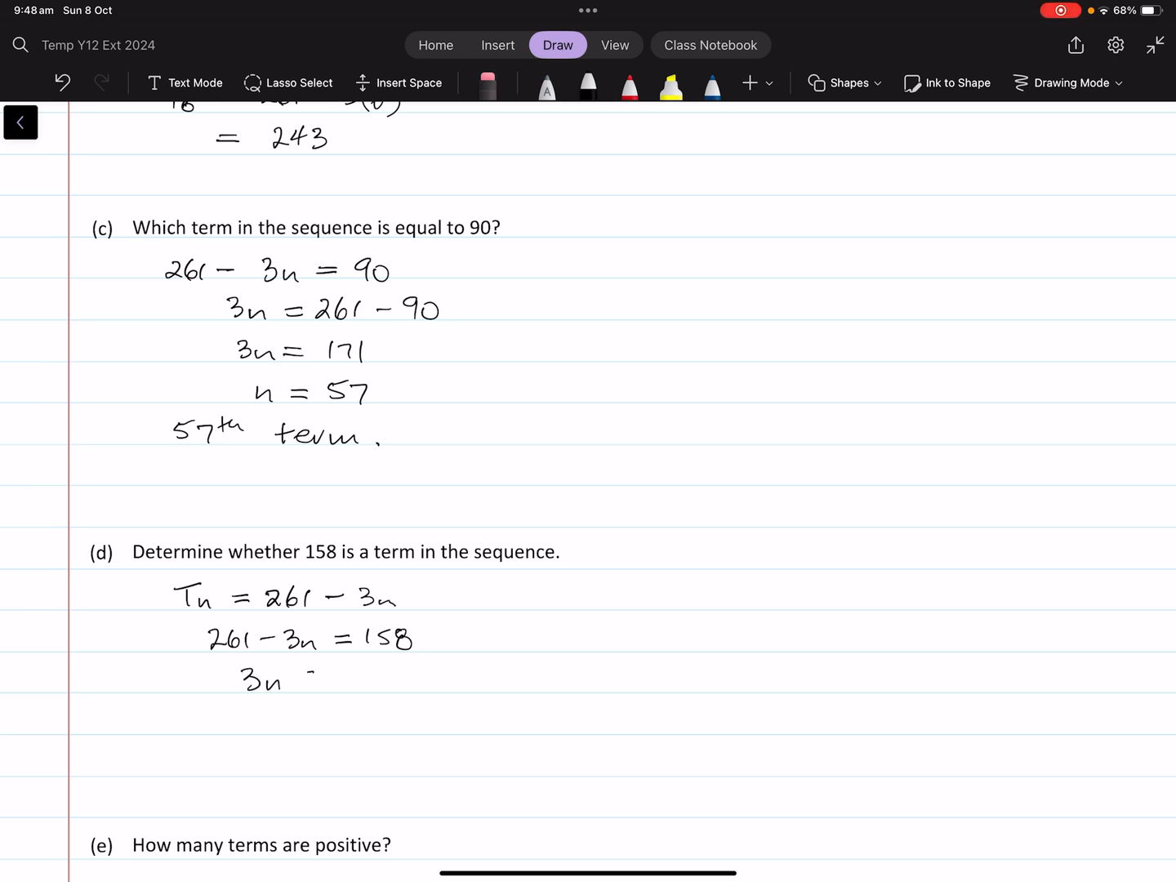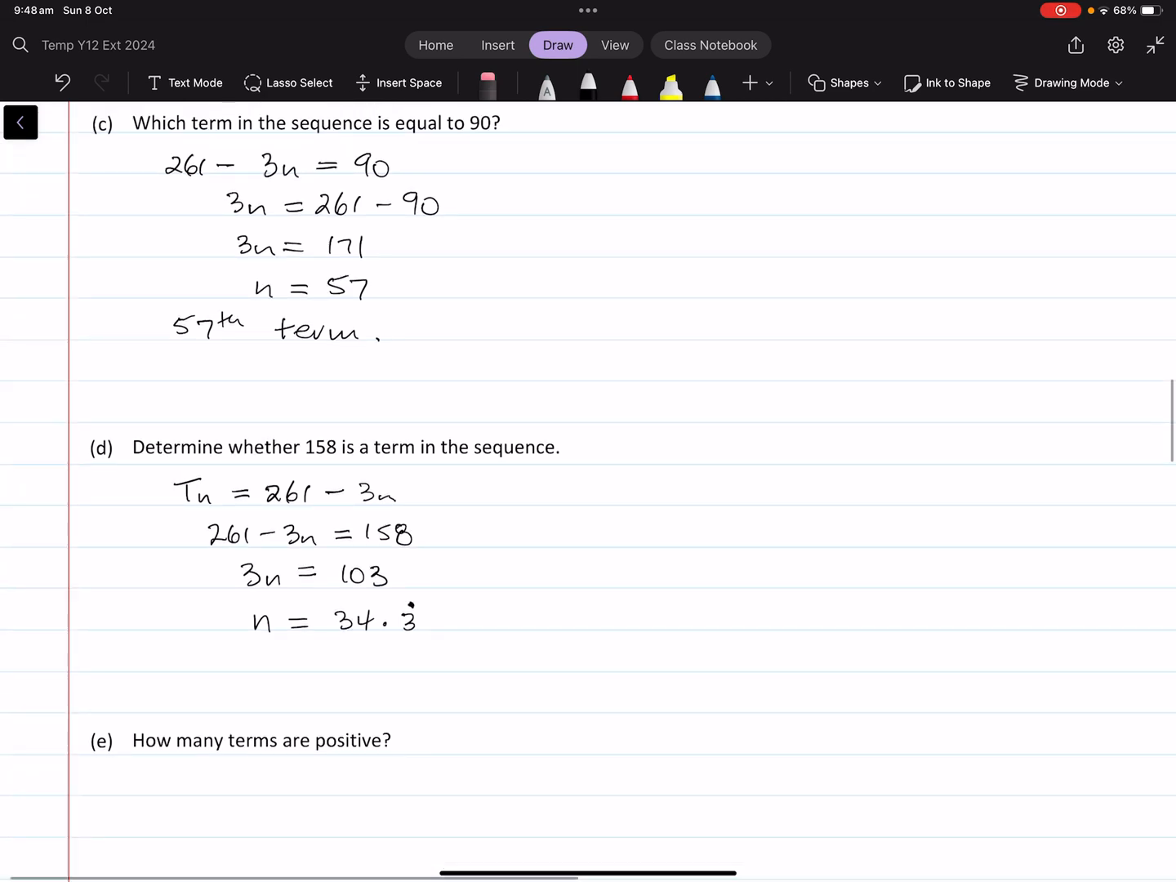So for this one, we get 3n, bringing that over, equal to 103 when you subtract. And so when you divide by 3, this comes out to be 34.3 repeating. Now you can't have the 34.3 repeating term. And so that tells me that 158 is not a term in that particular sequence.